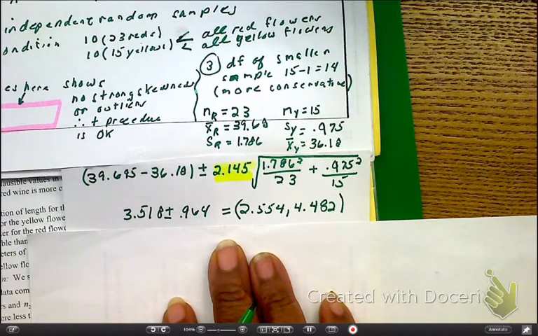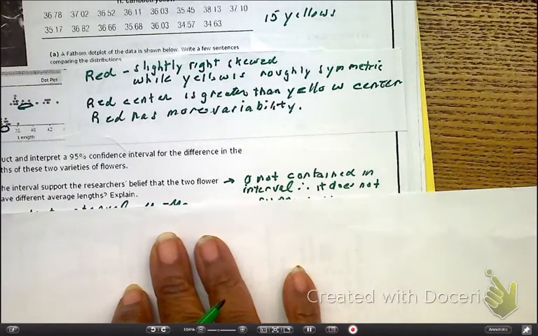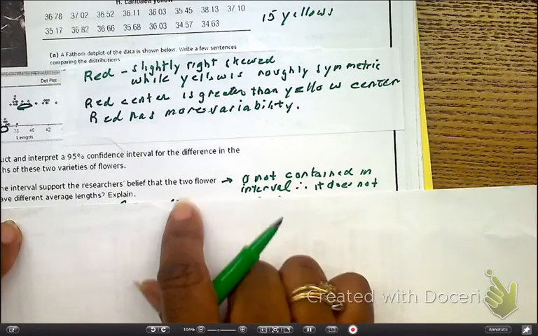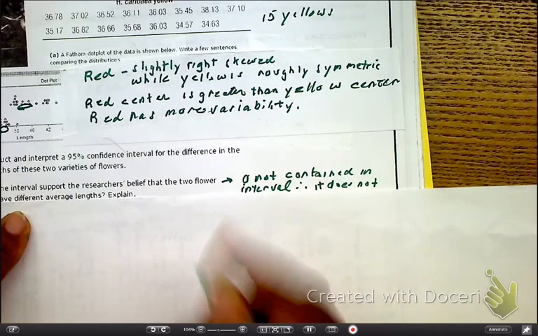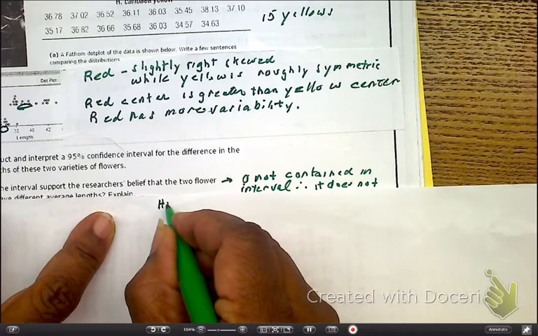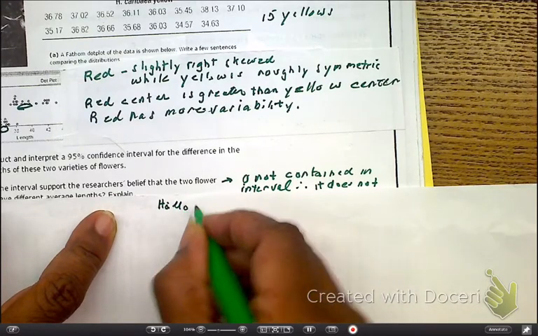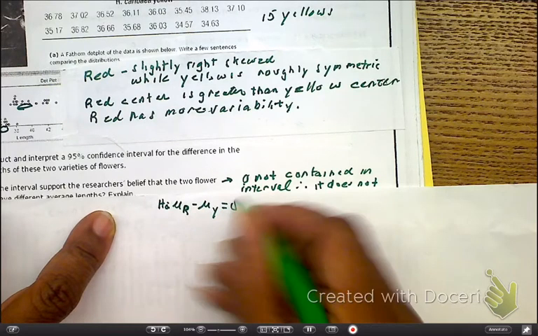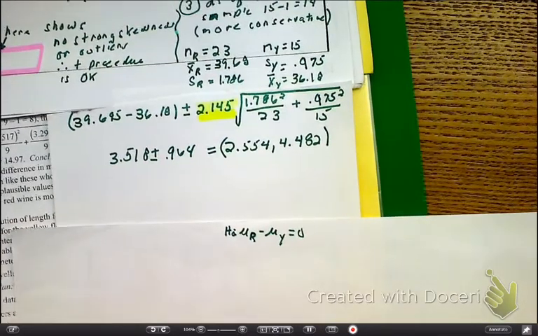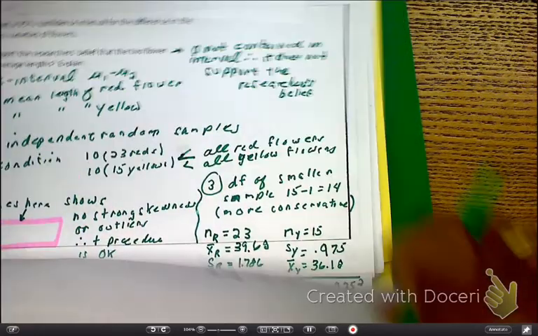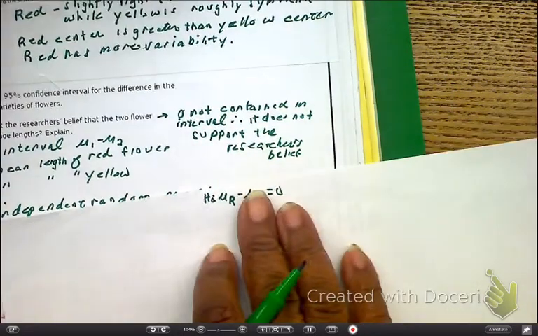And as I look at problem C and look at the final question right here, does the interval support it? Well, remember, we're trying to say that there's no difference. So even though we're not doing a hypothesis test here, if it's no difference, it's mu sub red minus mu sub yellow equals 0. So if 0 is contained inside of that interval, we're okay. But it's not, so it's not okay. Therefore, it does not support the researcher's belief.